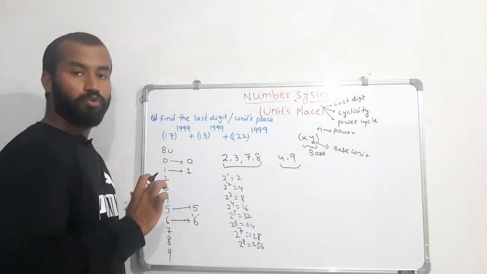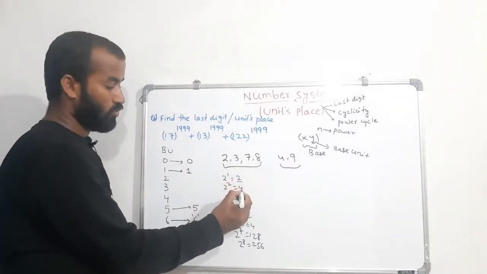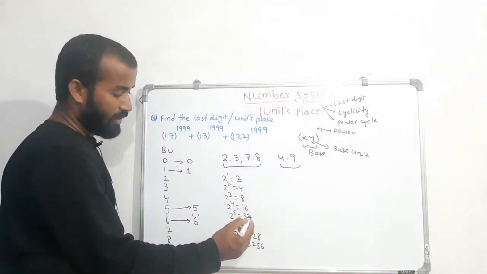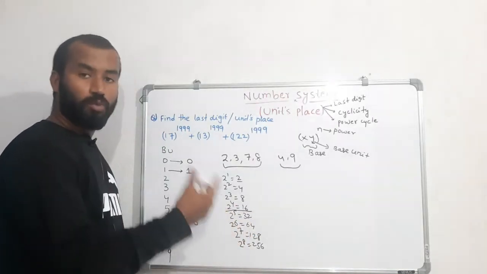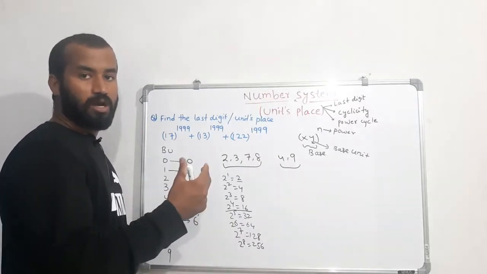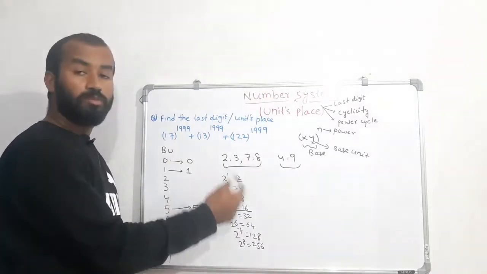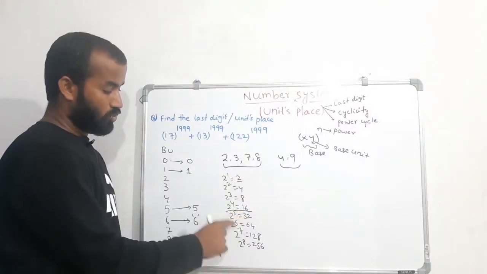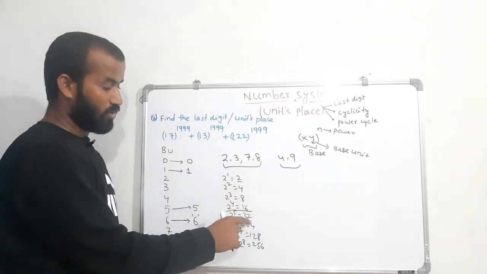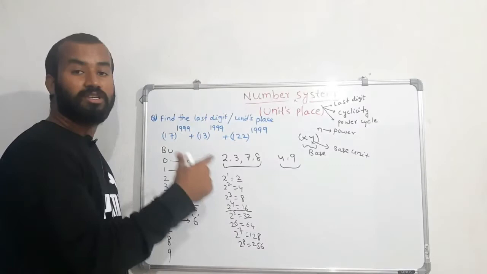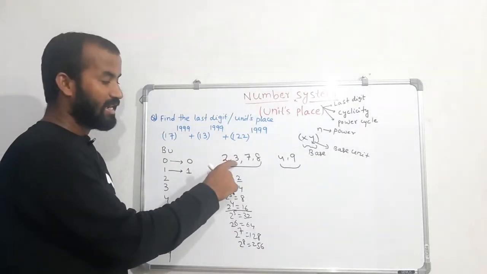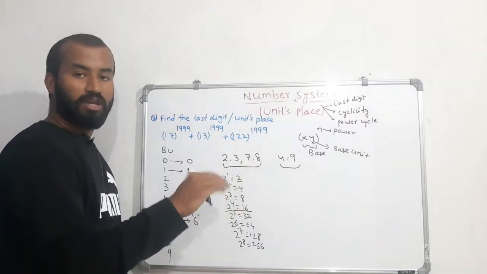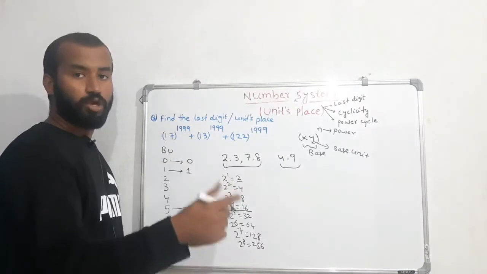Here you have to observe only the units place. What is the units place? 2, 4, 8, 6, 2, 4, 8, 6. What is happening here? After every 4 powers, the units place is going to repeat. See, 2 power 1 is 2, 2 power 5 is 2, 2 power 2 is 4, 2 power 6 is 4. So here 2 is following power cycle 4. Like that 3, 7, 8: all four are going to follow power cycle 4. After every power 4, the units place is going to repeat.